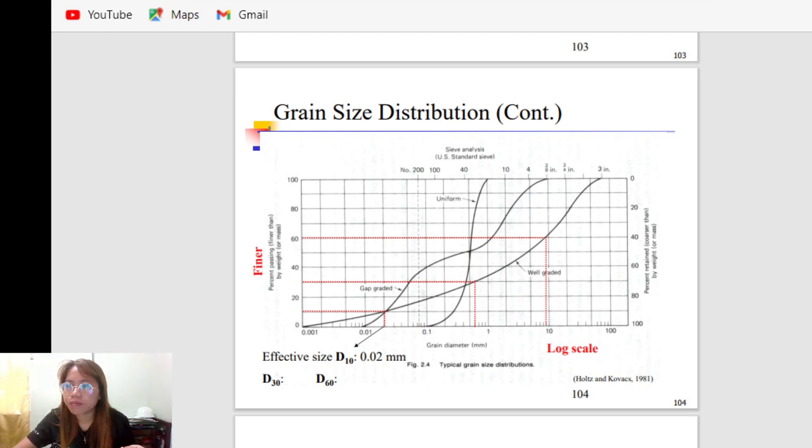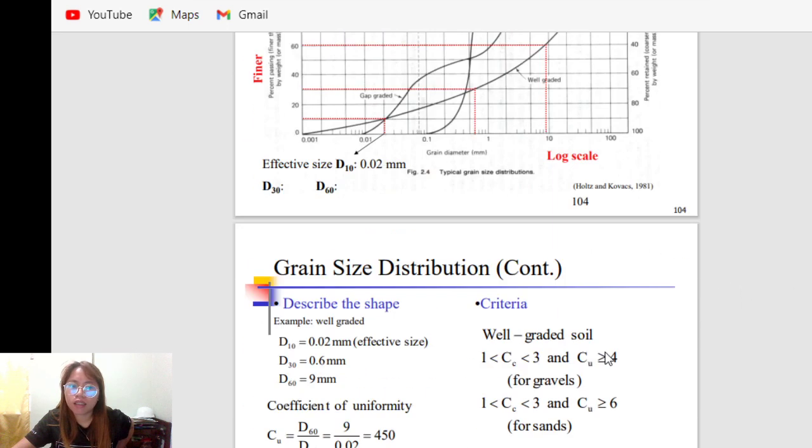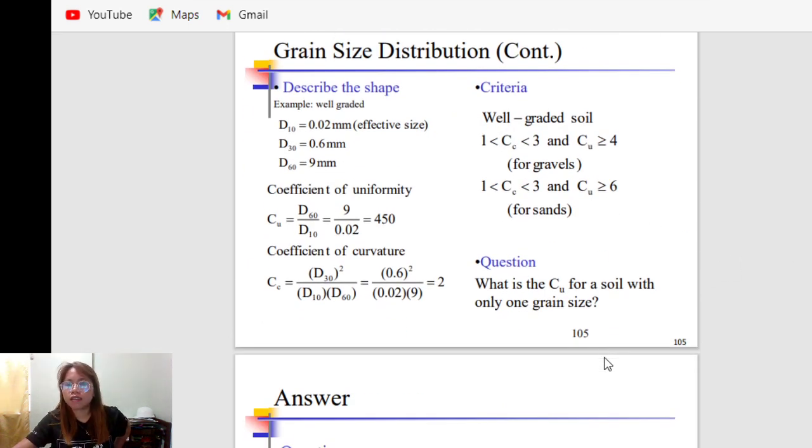This is the behavior. It is not well distributed. So that is why if you are well graded, the curve is smooth, like the S shape like this, well graded. We have this for the description of the shape.